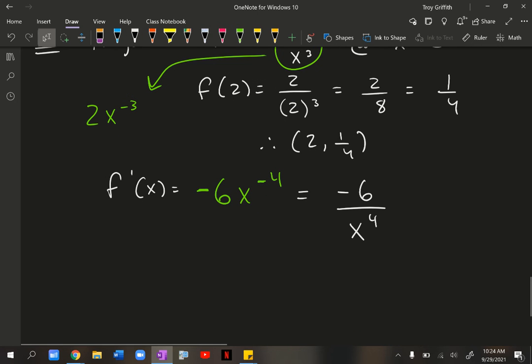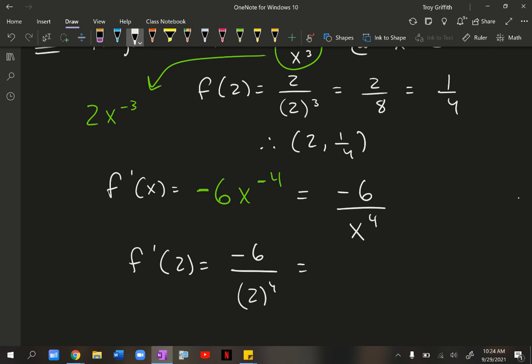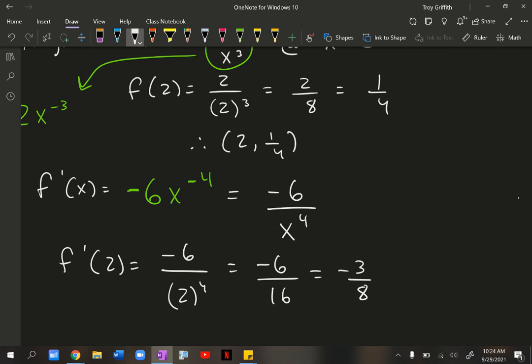All right, so there's my derivative, and if I want to find the slope of the tangent line at 2, I go to this function, and I plug in 2 everywhere I see an x. So this would be negative 6 over 2 raised to the 4th. 2 to the 4th is 16. So that simplifies down to negative 3/8. So therefore, my slope of my tangent line is negative 3 over 8.